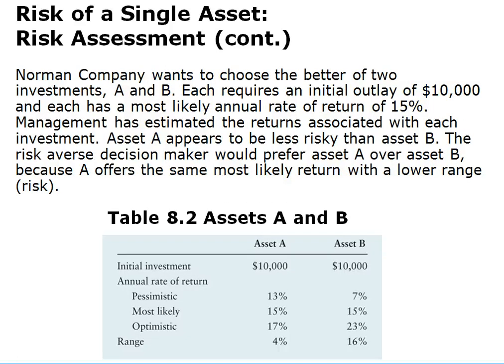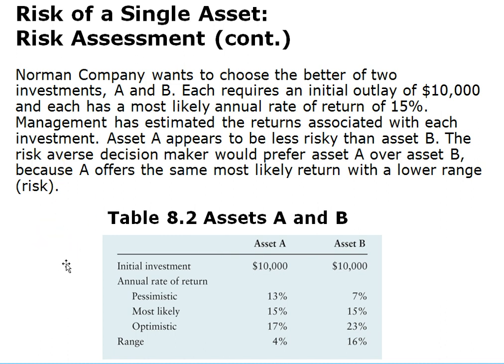Okay, so let's look at the risk assessment of a single asset. Let's look at table 8.2, assets A and B. We have an initial investment of $10,000 each. If we look at the pessimistic, most likely, and optimistic scenarios, and the range of return is 4 to 16%, how would we assess this?